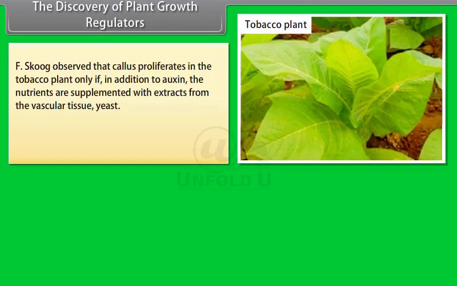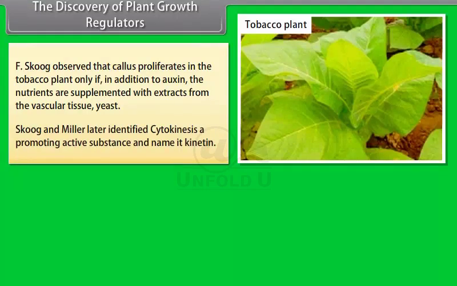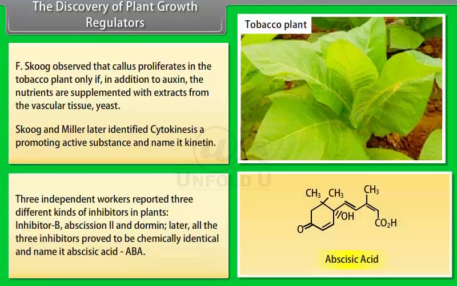The discovery of plant growth regulators. F. Skoog observed that callus proliferates in the tobacco plant only if, in addition to auxin, the nutrients are supplemented with extracts from vascular tissue or yeast. Skoog and Miller later identified a cytokinesis-promoting active substance and named it kinetin. Three independent workers reported three different kinds of inhibitors in plants: inhibitor B, abscission II, and dormin. Later, all three inhibitors proved to be chemically identical and were named abscisic acid, ABA.